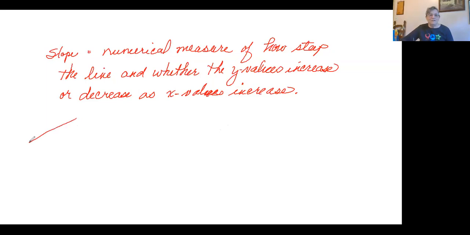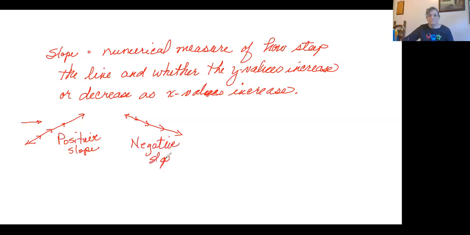If a line, we always look from left to right. If a line is going up as we read it from left to right, it has a positive slope. If a line goes down from left to right, it has a negative slope. So the x values increase as we read from left to right. So if at the same time the y values increase, the slope's positive. If the y values are going down, the slope is negative.